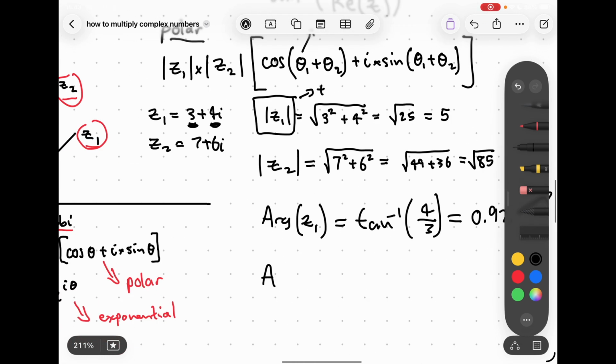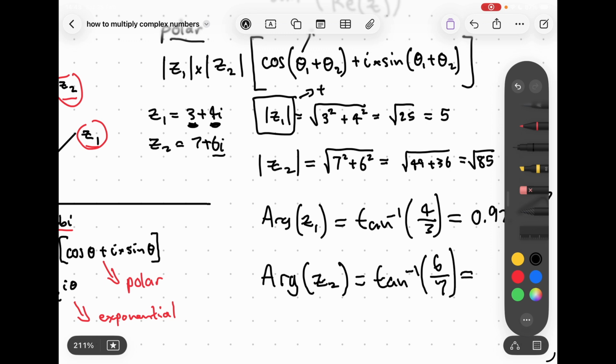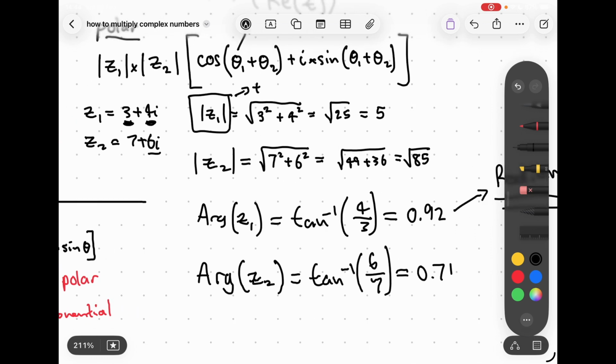Let's find the argument of z2. We're going to take the imaginary part, or 6, over 7. Let's put that into our calculator, it's going to equal 0.71, because we'll round to 2 decimal places.